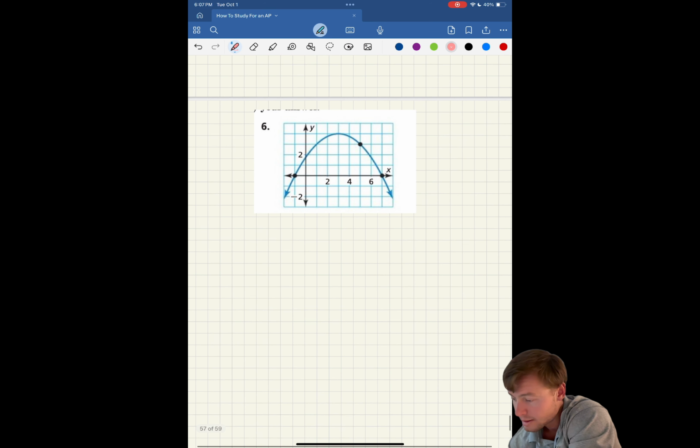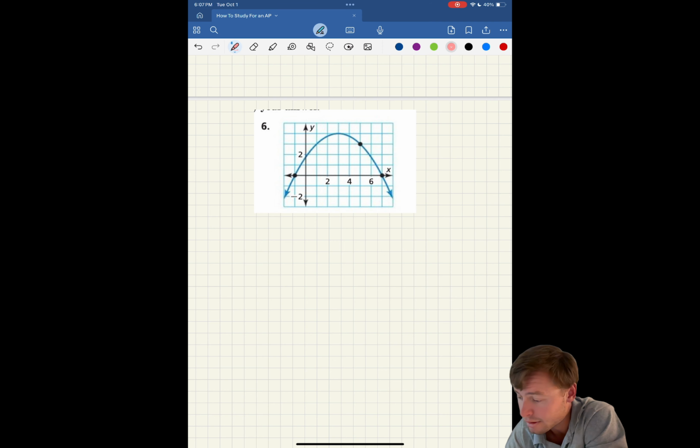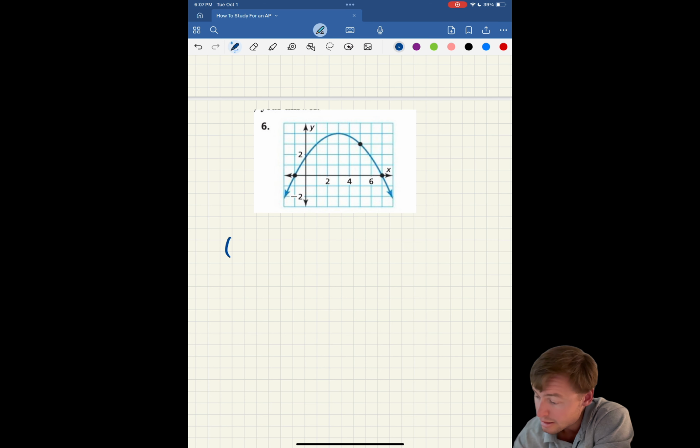All right. This problem, it wants us to identify the equation of this graph. All right, no problem. So with this graph, we have a little bit of information given to us. We know the x-intercepts, and we know a point that the graph passes through. My x-intercepts are going to be (-1, 0) and (7, 0). Perfect.